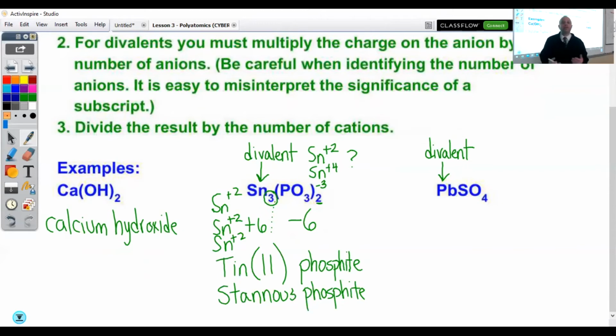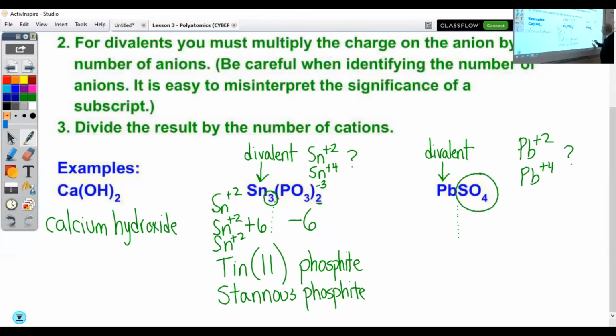In my third example, I'm looking at lead. Lead also has 2 possible charges. Again, +2 and +4. Which charge do I have in this example? So what we're going to do is break this up just like we did before. We're going to identify what this is. This is sulfate.